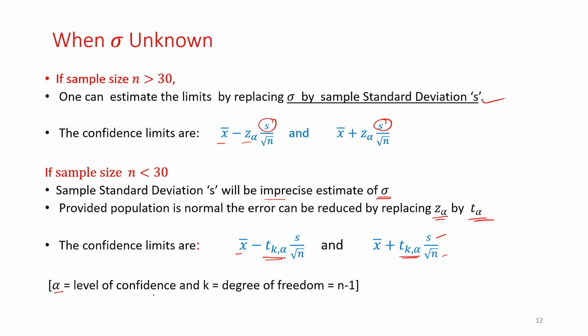Alpha is the level of confidence. It will be 1 minus 2 alpha. K is the degree of freedom, n minus 1.